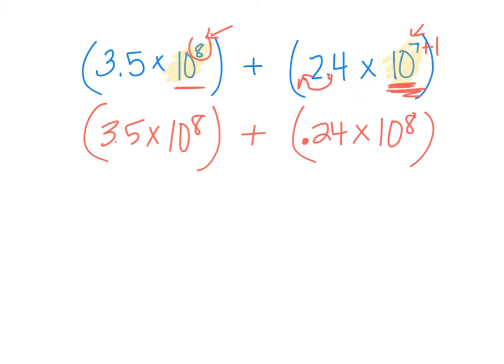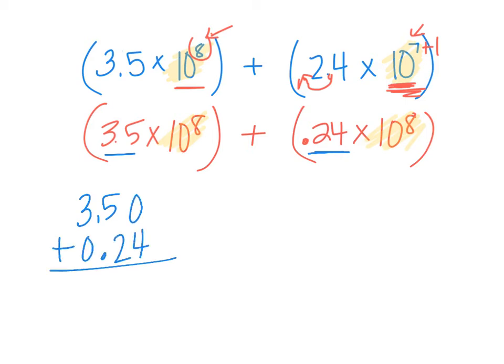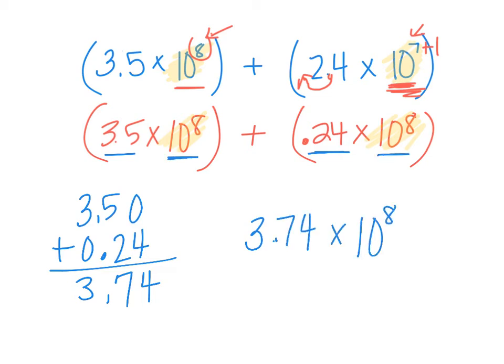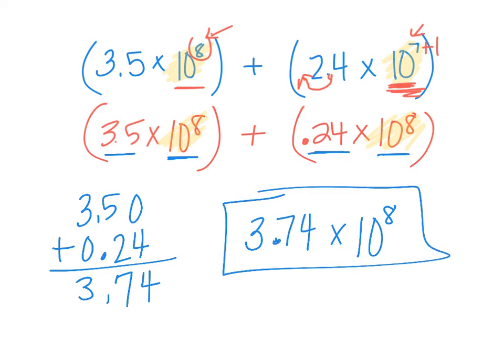Now you might notice I do have the same power of 10, 10 to the 8th and 10 to the 8th. So all I need to do is add my two numbers up here. I have 3.5 plus 0.24. Make sure you line the decimals up. You can put a 0 here. Go ahead and add: that's 4, that's 7, that's 3. I end up with 3.74 times 10 to the 8th, keeping the 8 there. That number's in scientific notation, so I am good to go.